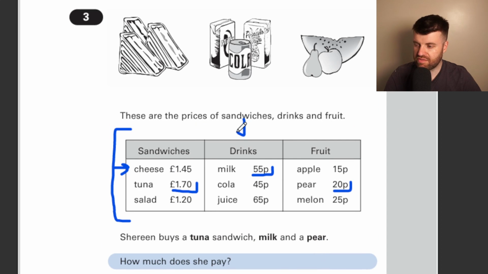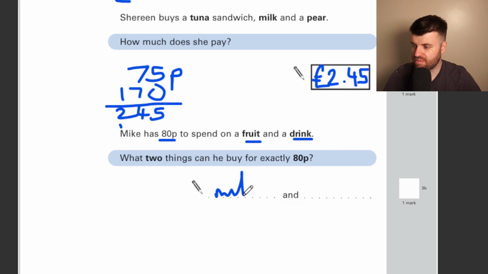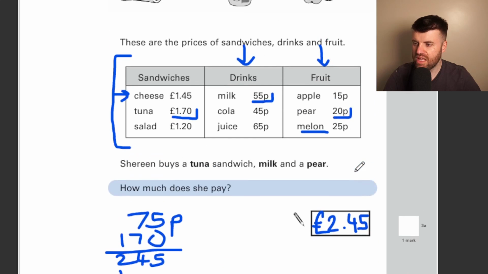So we need 1 thing from this column and 1 thing from this column. Work systematically. Milk is 55p. That leaves us with 25p to get to 80 pence, which means melon works. So we could put milk and melon. We can write down milk here, we can write down melon there, and we'd get the mark. There is another option though, with juice being 65p and an apple 15p. Guys, I wish that these were the prices these days.